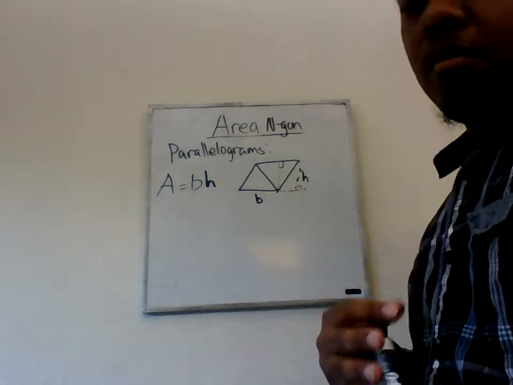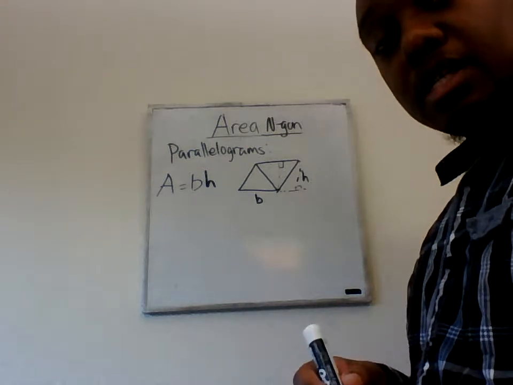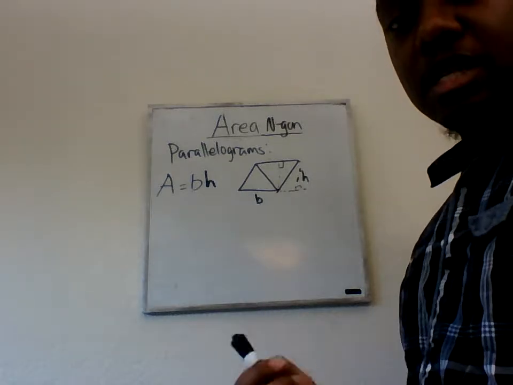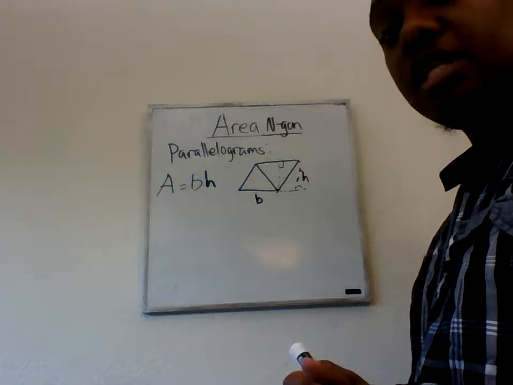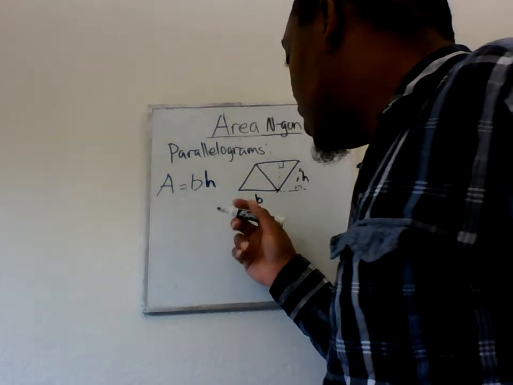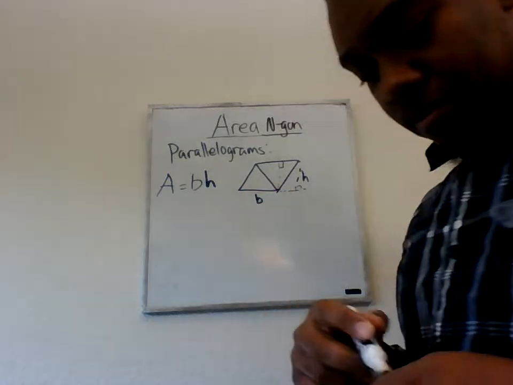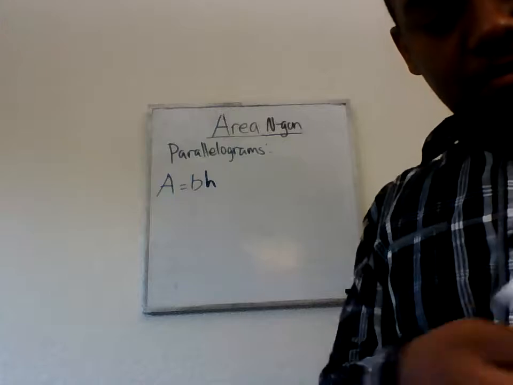Okay? Now, just to make things simple, what I like to do is to give you two examples. We'll do one where the base and height is given to us, and we'll do another in which case it's not, but we know enough information in order to find it. Okay, so let's do that. So, let's say we have a parallelogram. I'll redraw one.